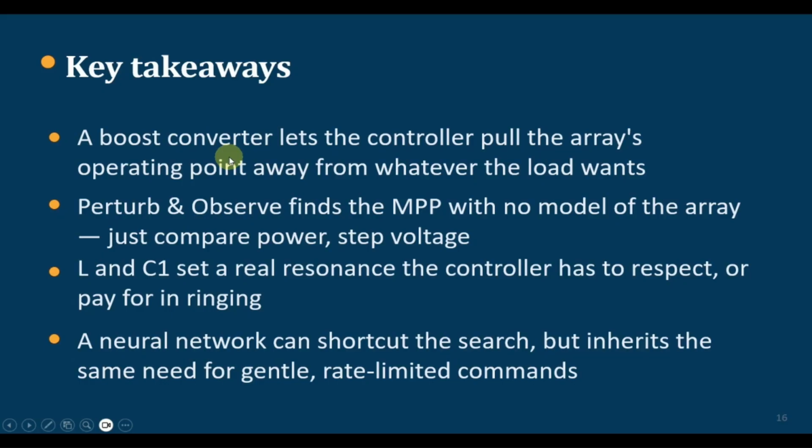To summarize, the boost converter allows us to control the operating point of the PV array. The Perturb and Observe algorithm provides a simple and reliable way to locate the maximum power point. The PI controller and PWM generator regulate the converter so that the PV voltage follows the desired reference. Finally, a trained neural network can replace the conventional MPPT algorithm, providing much faster predictions while maintaining high efficiency.